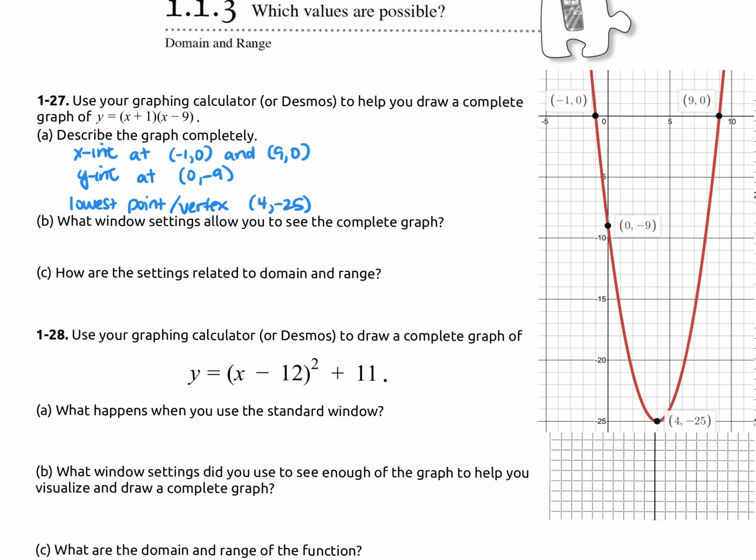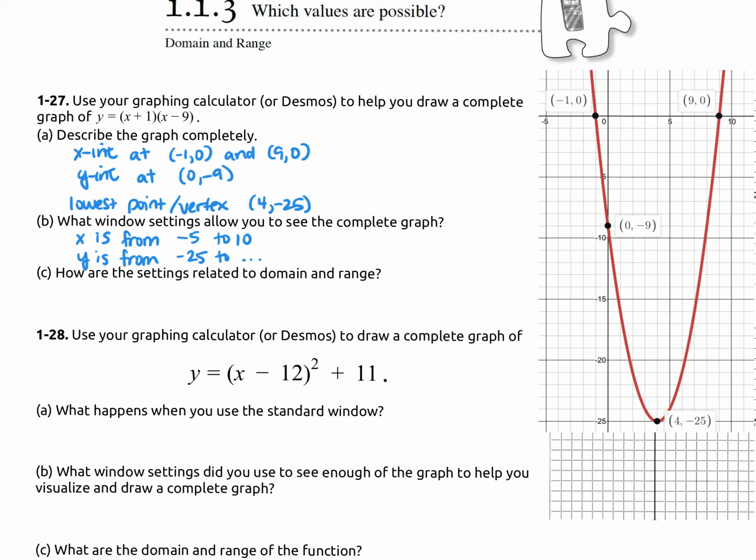What window settings allowed you to see the complete graph? So you did have to kind of play around a little bit with the window settings, if you didn't take the cues from what I gave you in the Pear Deck. But you would want to have your x be maybe from -5 to +5, actually I would say +10, would allow us to see all of the graph. And then our y is from, let's say, -25 to whatever. You could go much higher if you wanted to and zoom in and out.